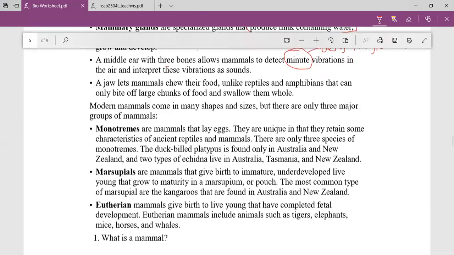A jaw lets mammals chew the food, unlike reptiles and amphibians that can only bite off large chunks of food and swallow them whole. Is that understood? So the reptiles and the amphibians can swallow a large amount of food. They can swallow a whole cat. There's an amphibian. Snakes. Yeah, amphibians swallow a whole snake because they can bite and chew like you.